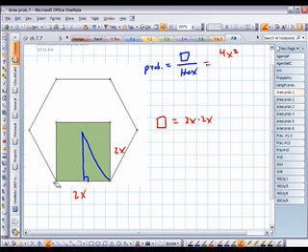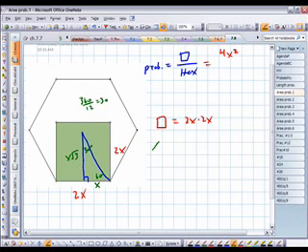Now, if this is 2x across, we know that this distance here will be x. There are 12 of these triangles in the entire hexagon. 360 divided by 12 is equal to 30. So this is a 30-degree angle, which makes this 60. To go from a 30 to a 60, you multiply by radical 3.